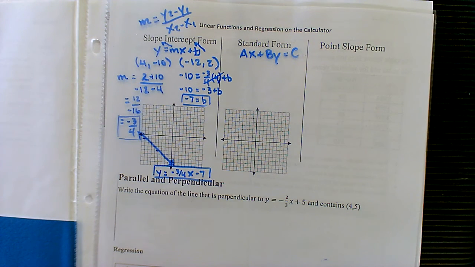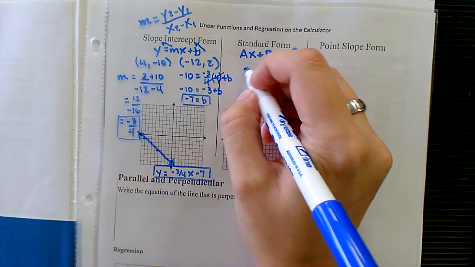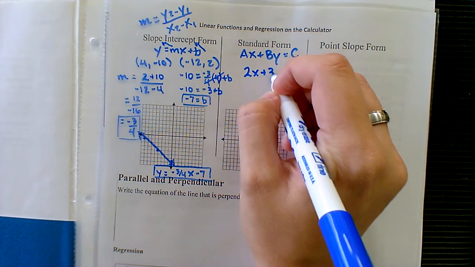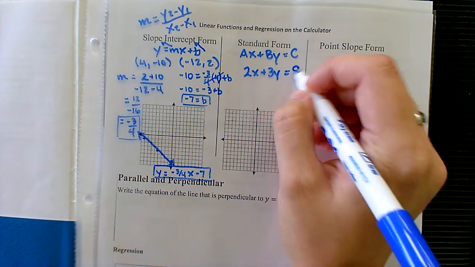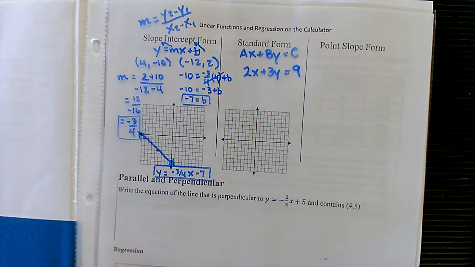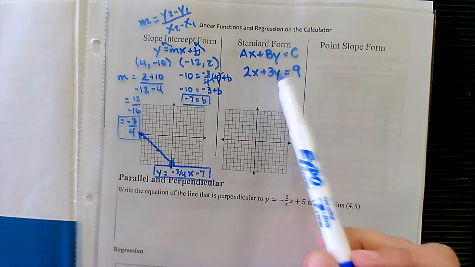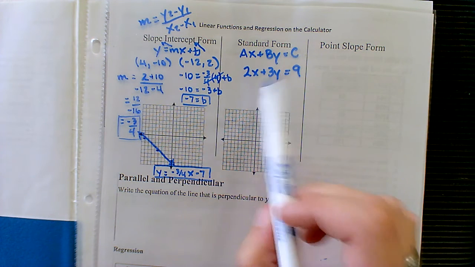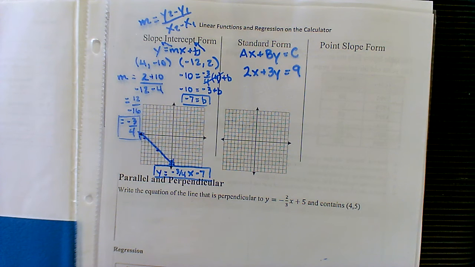Now what's nice about standard form is that a, b, and c are typically all whole numbers. Okay, you're not going to see any fractions. Notice how we had a fraction in the y-intercept form. So these are typically all whole numbers. For example, let's do 2x plus 3y equals 9. Now what you could do is turn standard form into y-intercept by getting the y variable all by itself. You could start to move things to the other side.